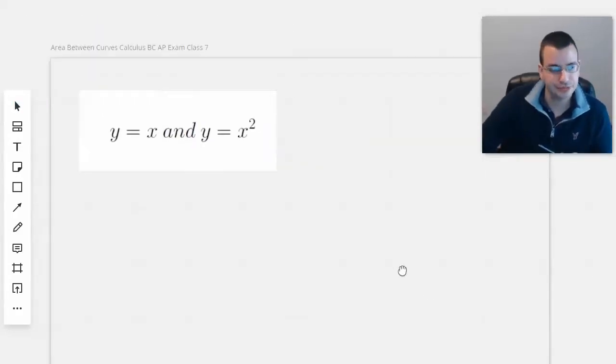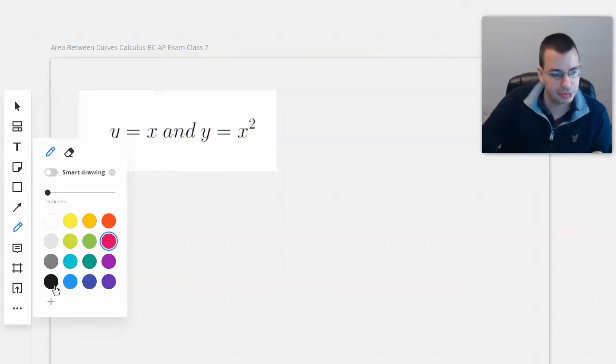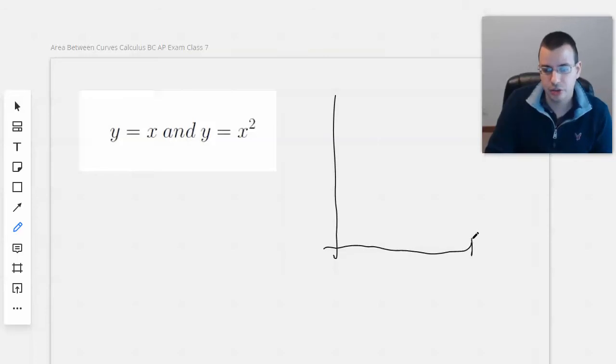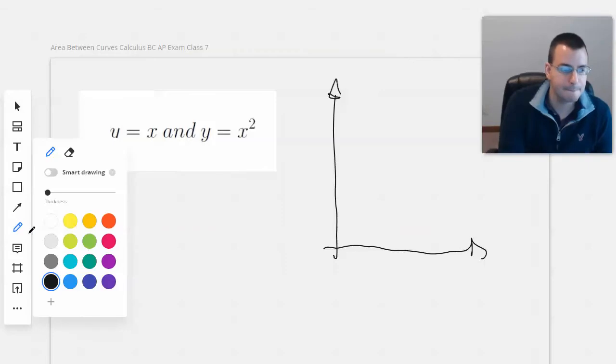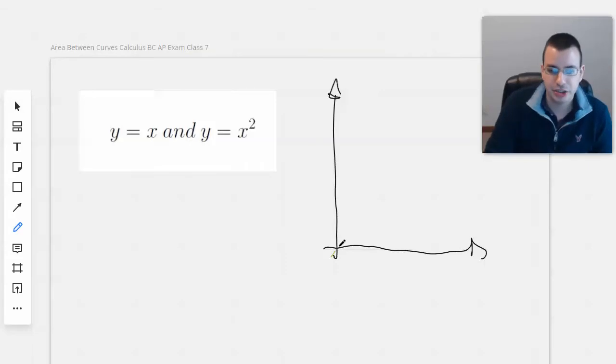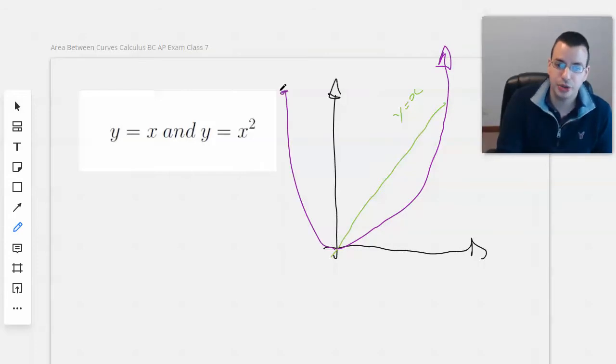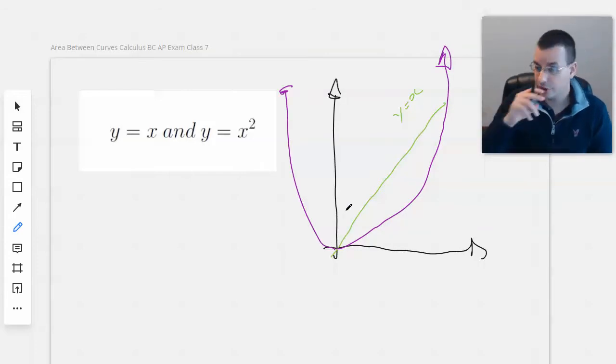Okay, so the idea here is we have two curves, and we're going to find the area between the curves. Intuitively, you look at this problem, and you see where this is going. We're going to have a y-axis, an x-axis, and y equals x. It looks kind of like this. That is a surprisingly straight line. Good for me. And then we're going to have something that looks like that, which is x squared. And x squared will also go up this way as well, but we're looking for the area between the curves.